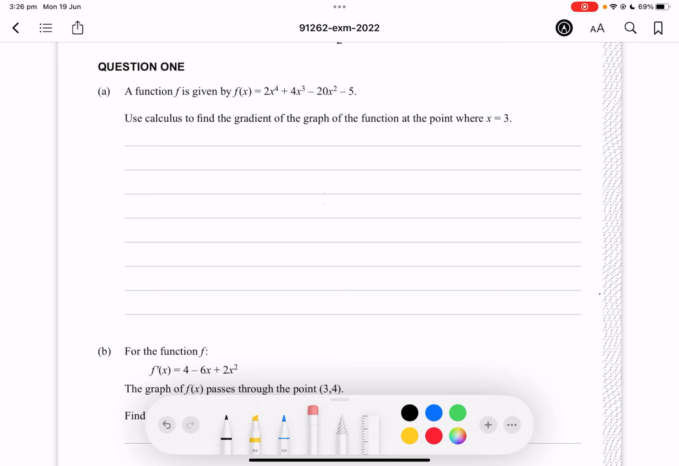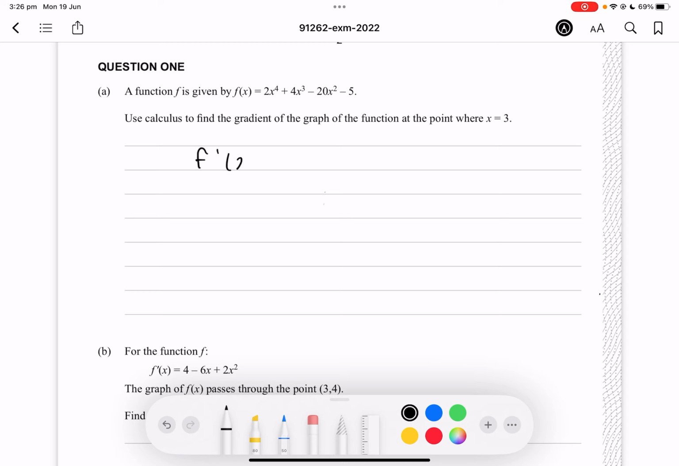Question 1: a function f is given by f of x equals 2x to the power 4 plus 4x to the power 3 minus 20x squared minus 5. Use calculus to find the gradient of the graph of the function at the point where x equals 3. For this question, we're just going to differentiate to find the gradient function and then plug in the point x equals 3, using the power rule.